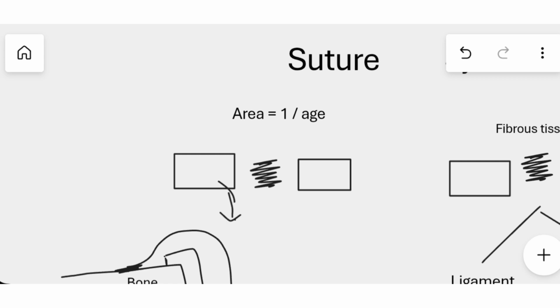Now in newborns, the skull has sutures which have a lot of space in between them. That space is needed for molding, because during childbirth they have to pass through the birth canal, and in the birth canal these bones overlap each other. So that space in between the sutures is intentional so that the bones can overlap.